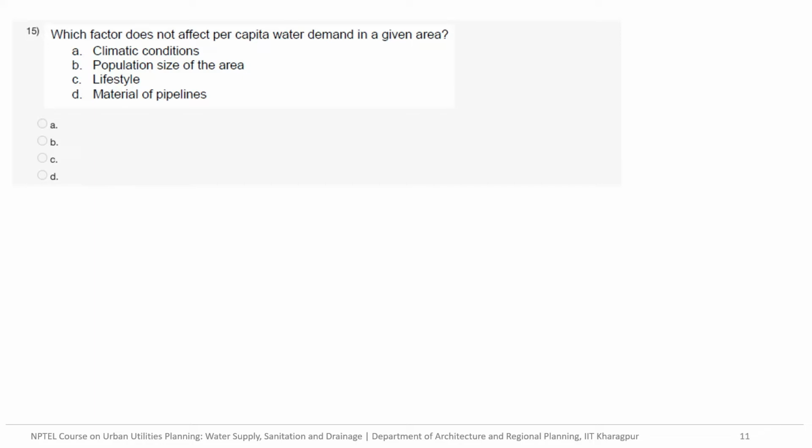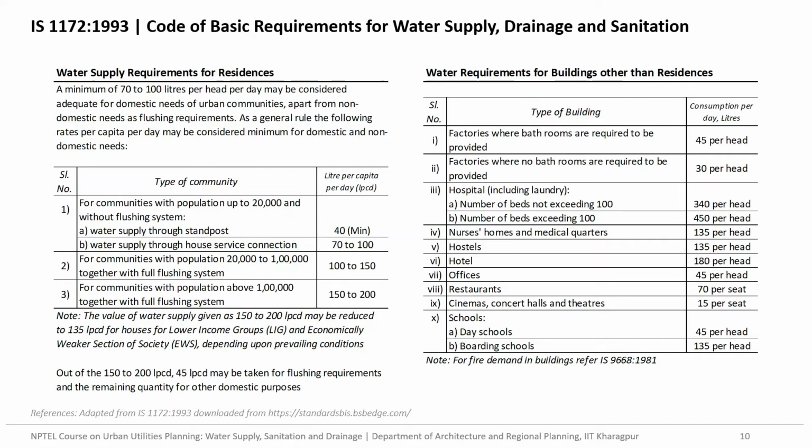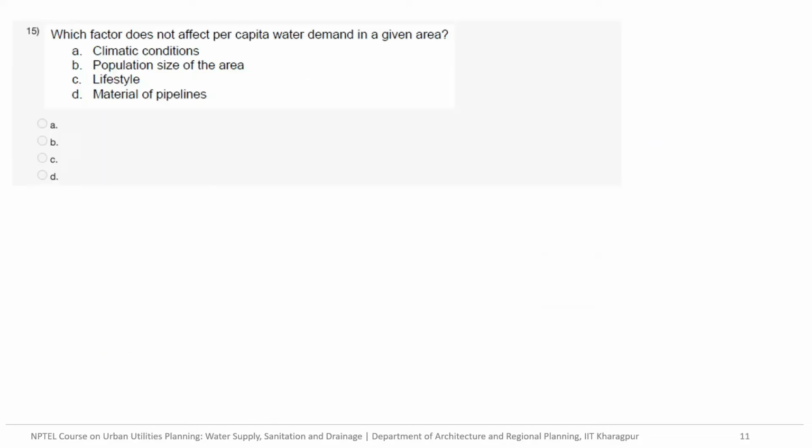Which factor does not affect per capita water demand in a given area? We just saw the BIS standards for water requirements. A. Climatic conditions. B. Population size of the area. C. Lifestyle. And D. Material of pipelines. Climatic conditions will affect per capita water demand in a given area, mostly because, say, the area is a very hot and dry climatic area, we will end up using a lot of water to humidify the area. So, water consumption would increase.